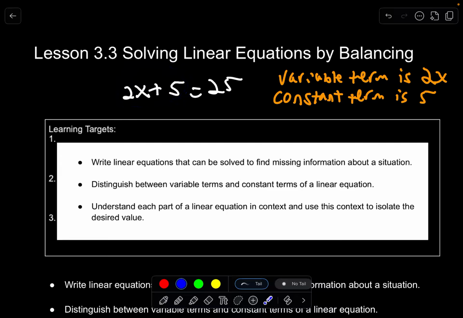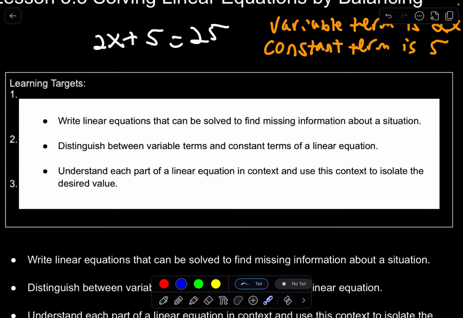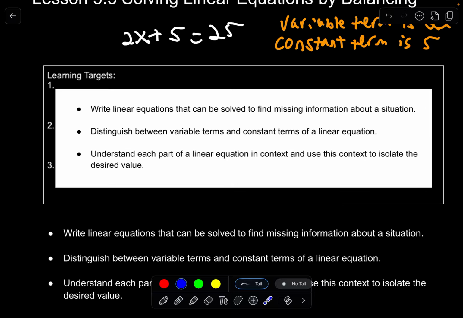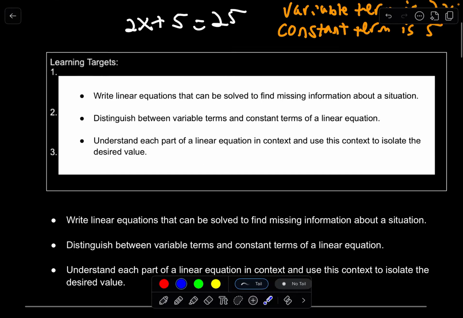And then we're going to understand each part of a linear equation in context. And what do they mean by context? An actual situation. They do a lot of these context problems, trying to get you to understand the context of an equation, where it comes from in a given problem that will make sense. And then we'll abstract it to an equation and just give you linear equations to solve. Understand each part of a linear equation in context and use this context to isolate the desired value.